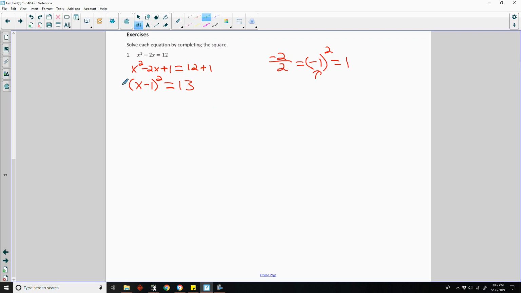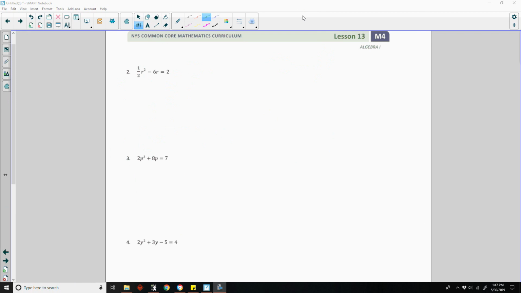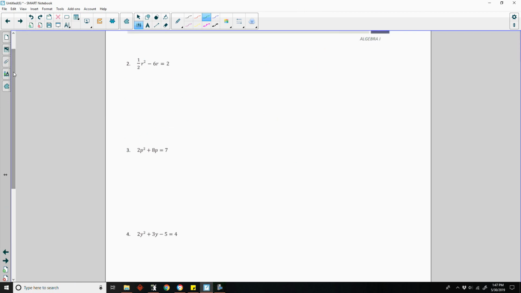In order to solve this now, I take the square root of both sides. And that will give me x minus 1 equals the square root, and it's positive or negative 13. Add 1 to both sides, and I get x equals 1 plus or minus the square root of 13. And that is the answer. Okay, on to page 3. These are still exercises, so you should pause the video and see if you can do them on your own. And so here we go.